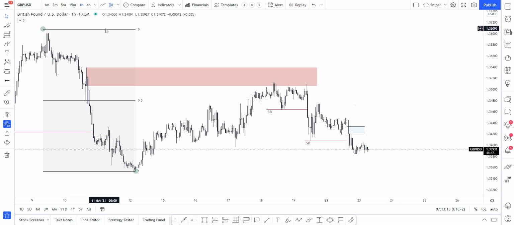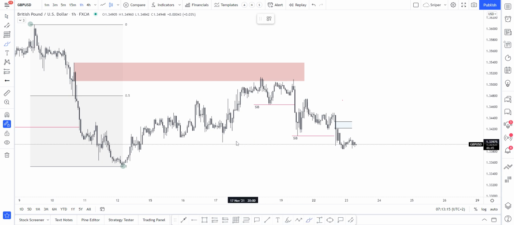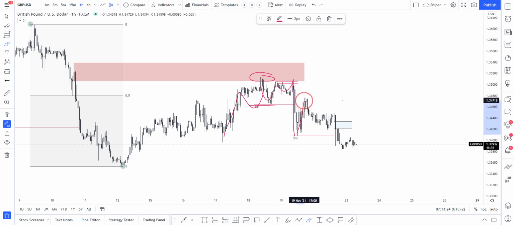Then we saw it last week, anticipated and saw the price came back into this area, reacted off of it, came back again, retested, and then we saw it push towards the downside, breaking structure. We had a pullback, a bit of accumulation, and then we broke structure again towards the downside.